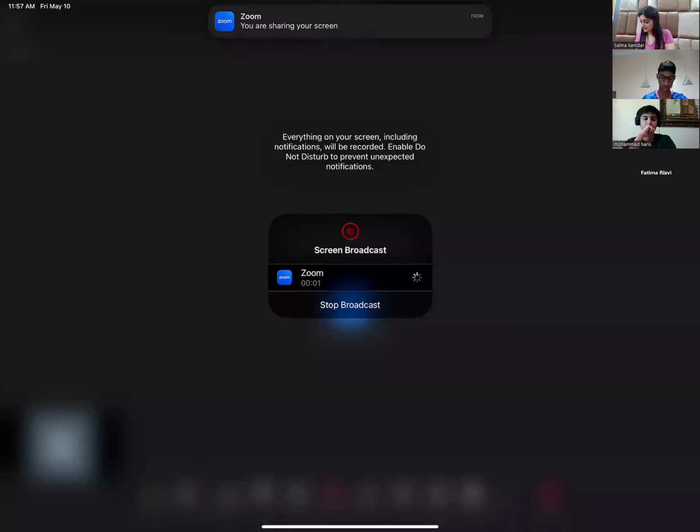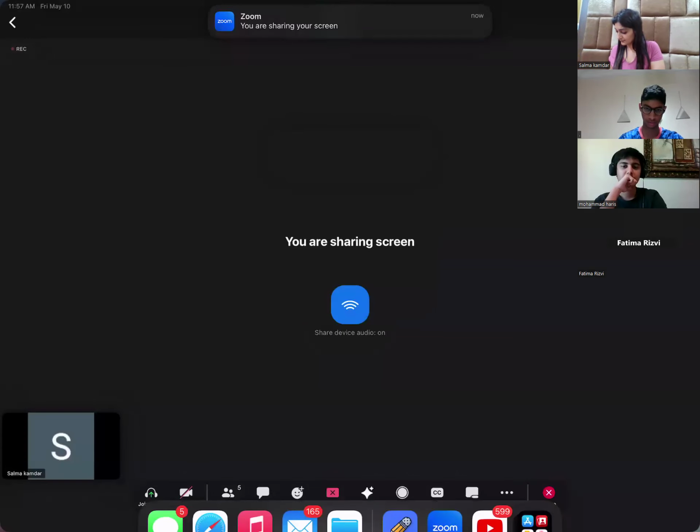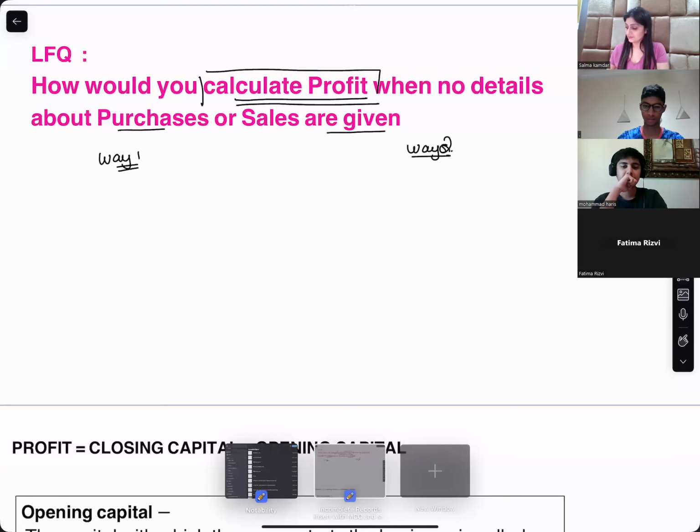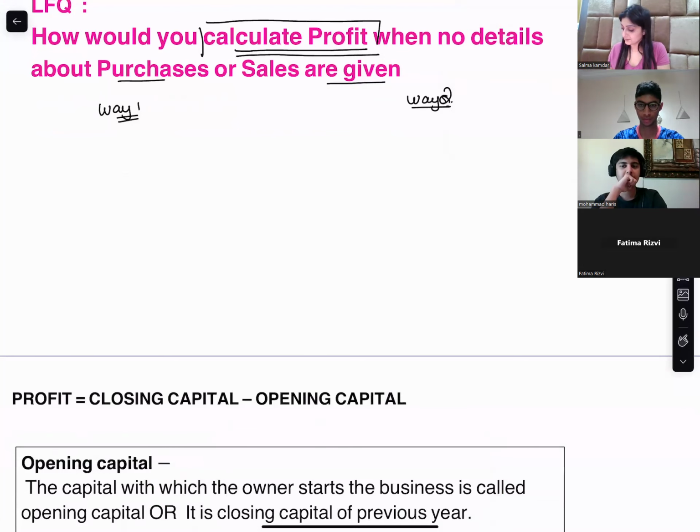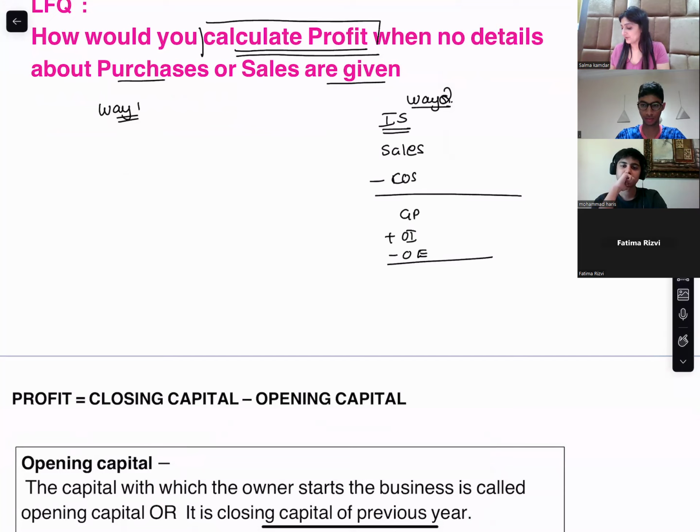Harris, how will you find profit with the help of income statement? So to find profit, you'll have to minus the gross profit by other expenses and add other income, then get it. That means first you need to have your income statement: sales minus cost of sales, you have gross profit, add other income minus other expenses, you will get profit. This is one way to calculate profit. Are you with me? Yeah.